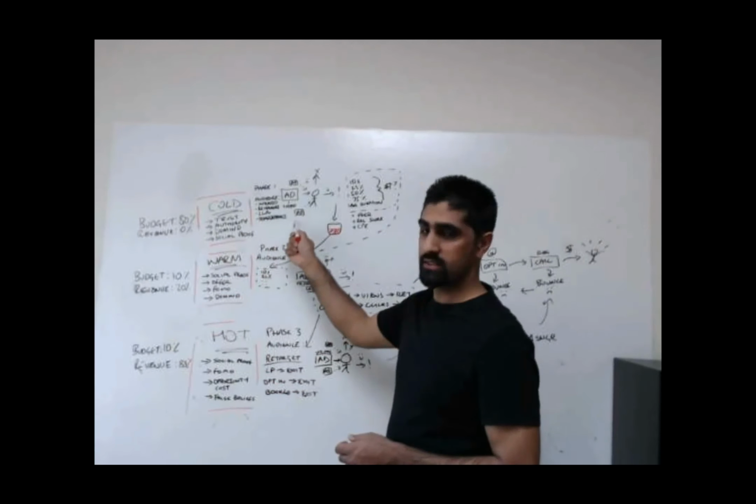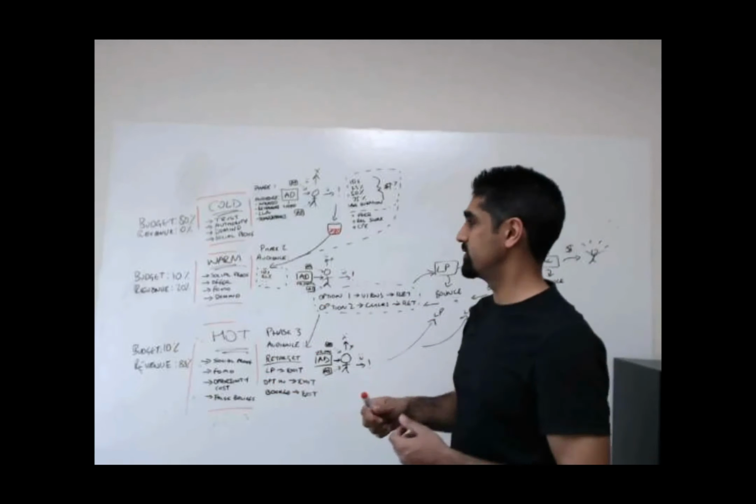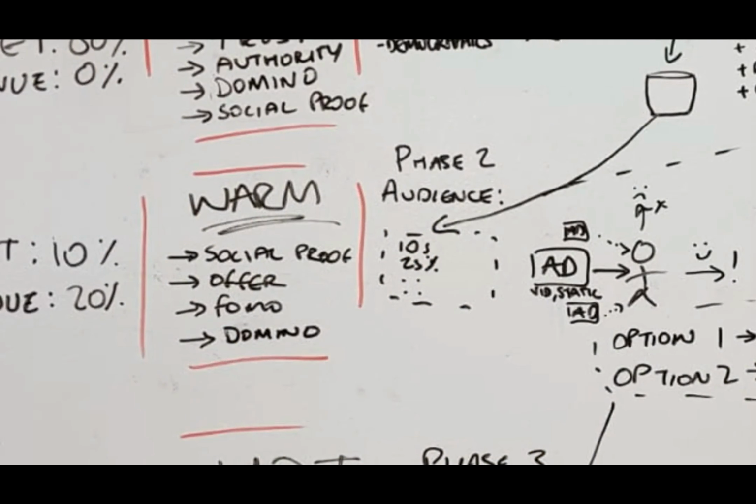So they know us, they know the brand. They don't necessarily know the product. So that's where now you bring the offer in. That's where now you bring some social proof. This is now where you bring fear of missing out, and also reaffirm the domino as well.